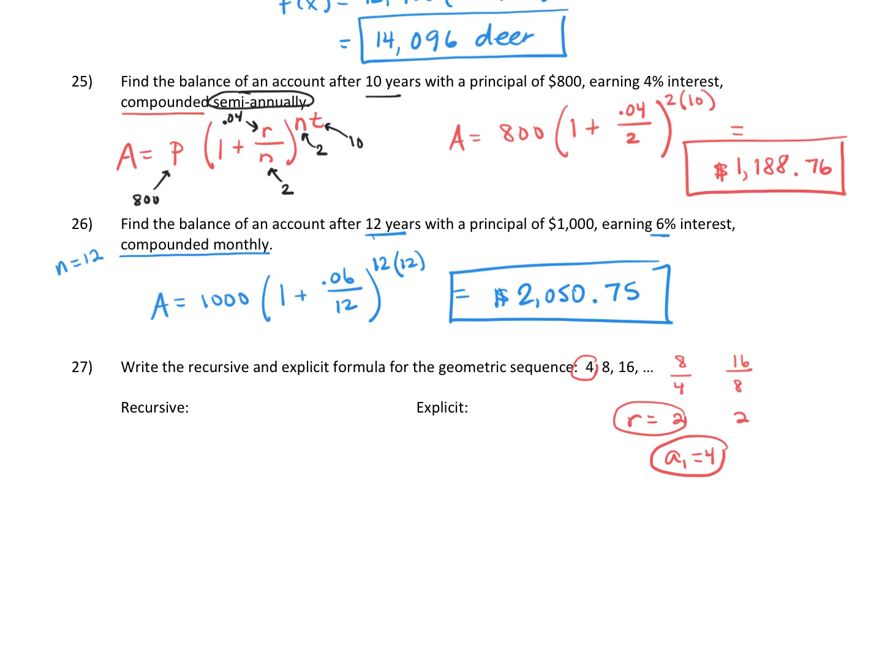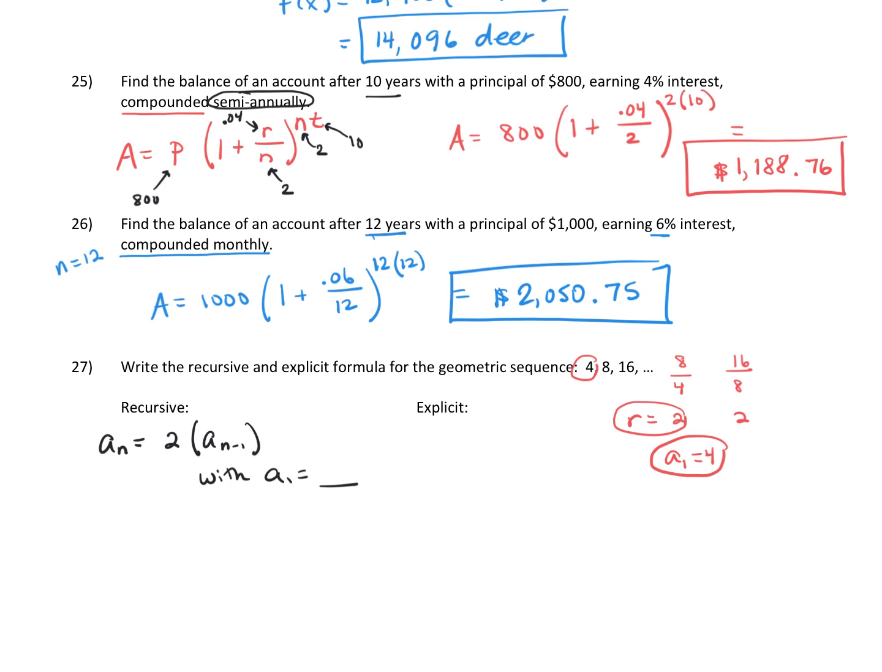So let me remind you what a recursive formula looks like. Recursive formula is a sub n equals our common ratio, 2, times, in parentheses, a sub n minus 1. And then we have to identify a1 equals, and fill in what the first term is. So n is the term number. If I needed the 10th term, I would write a sub 10. So that's what that number stands for.